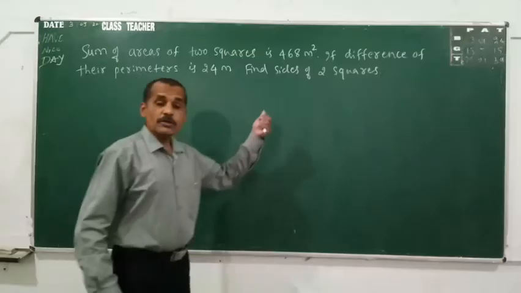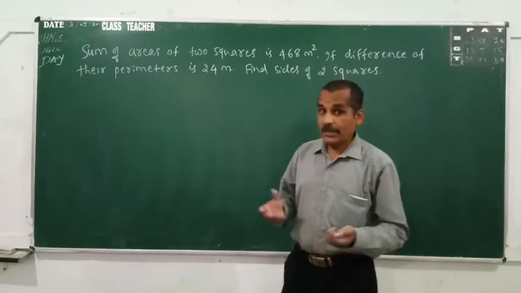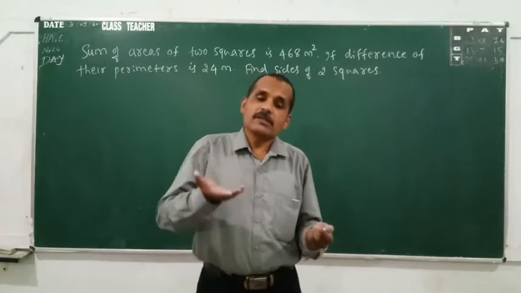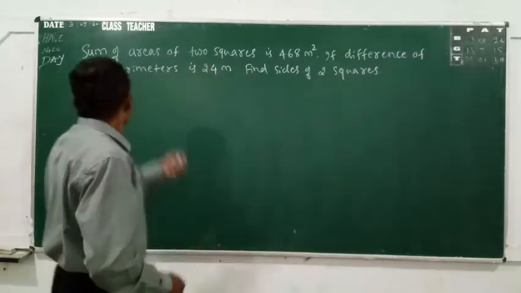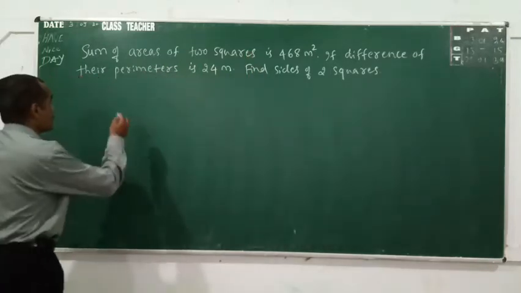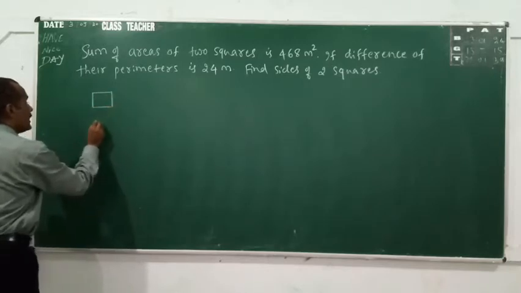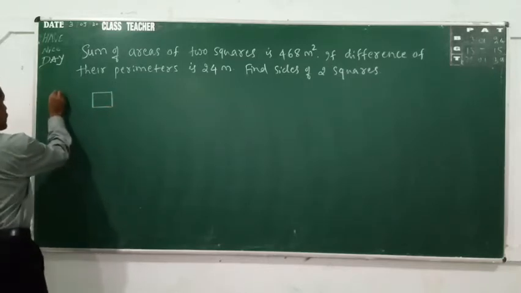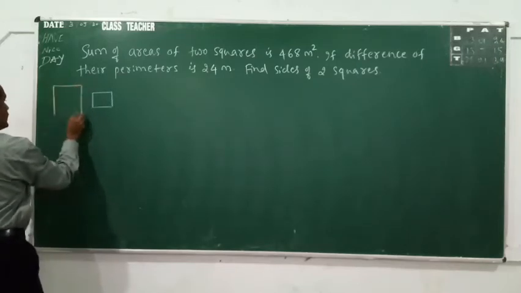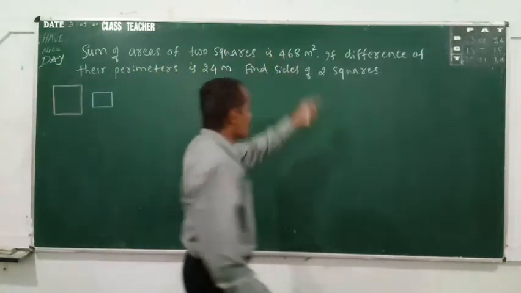Your answer is right. Okay students, this is today's last problem. Again, I can tell you the same thing. It can be solved with two variables, then you bring it to one variable. The sum of the areas of two squares: I can say this is the first square and this is the second square. There are two squares, and the sum of their areas is 468.